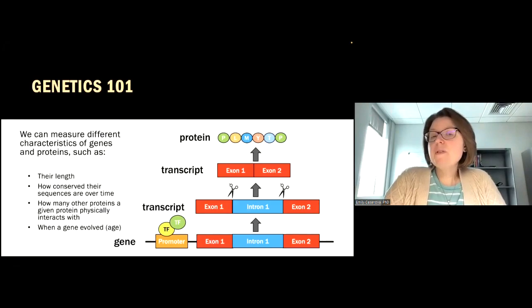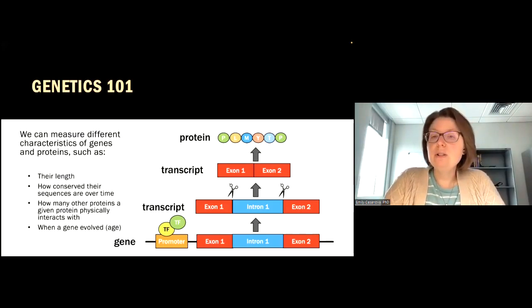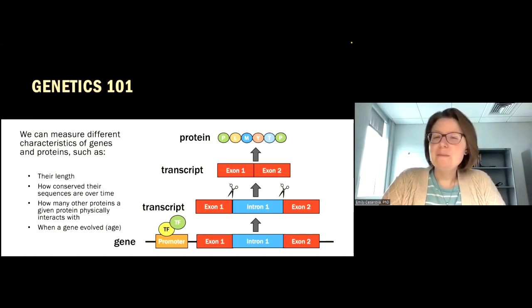So in our study, some of the things that we can measure and investigate in terms of genes and proteins: we can look at their length, right? We can look at the length of the gene and the length of the protein. We can look at how conserved the sequences of the gene are over time. We can see how many other proteins might interact with the protein that gene ultimately makes, so how many partners and how complicated those interactions can be. And then we can also estimate when a gene may have originally evolved. What's its overall age? It's not always as simple as that, but we try to get guesstimates, okay?